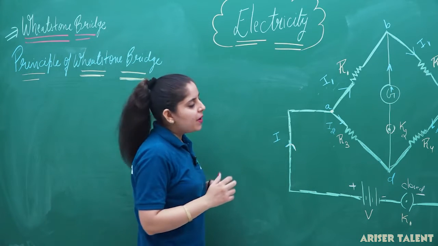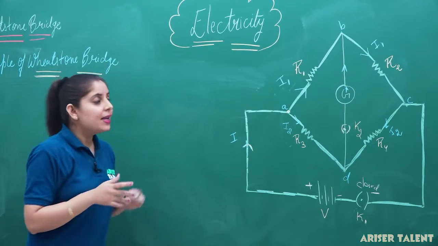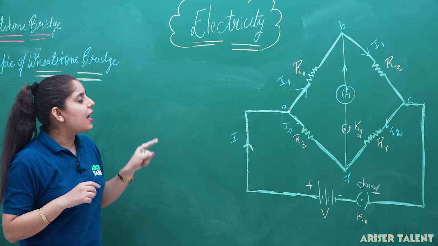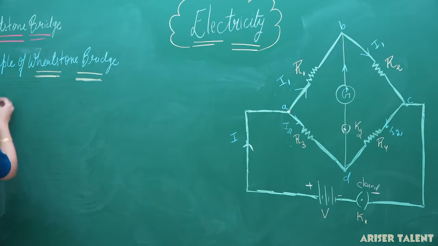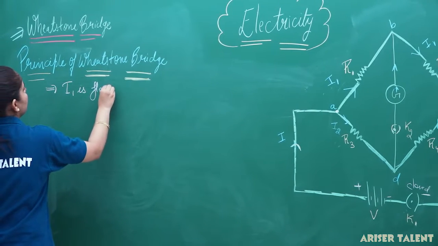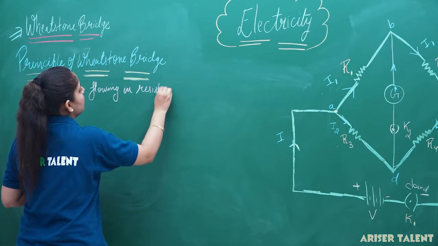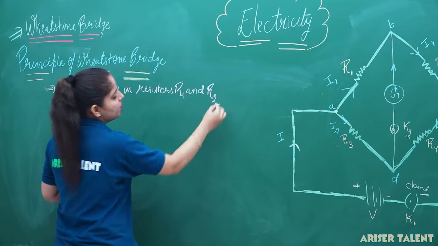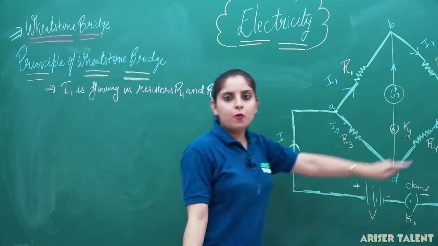Now, on what basic principle the Wheatstone bridge is working, let's understand here. Firstly, whenever the key is closed, the current will start flowing in the circuit, and at point A the current is divided into two branches. Current I1 is flowing in resistors R1 and R2, and current I2 is flowing in resistors R3 and R4.